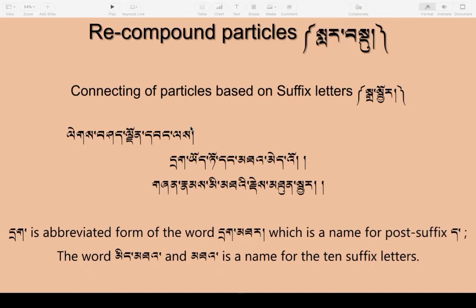So we see that in this example, the suffix letter is ka, and therefore it is followed by the recompound particle ko. And then the second one, mango, where the suffix letter is nga and the recompound particle is ngo. And then there is ne, where the suffix letter is ta and the recompound particle is to. Then we have a pen. So in this case, the suffix letter is na, so it is followed by no.